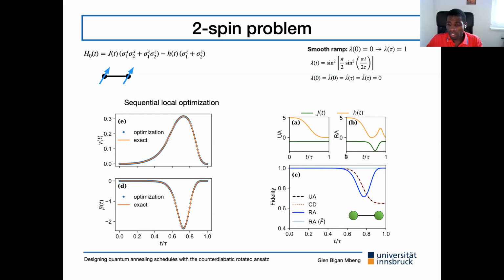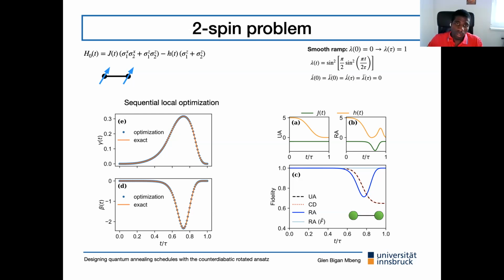And here on the right, I show the fidelities, and as you can see, starting from the unassisted driving, which is here in the beginning, we have this drop, but the assisted driving gives a better fidelity, which is here in dark blue. And in particular, in RA in the light blue, I show the fidelity in the rotated frame, which does not show this drop because in the rotated frame, the system always follows the ground state as we have suppressed diabatic transitions. But in the lab frame, we will see a drop due to the fact that the frames are not the same at intermediate times.